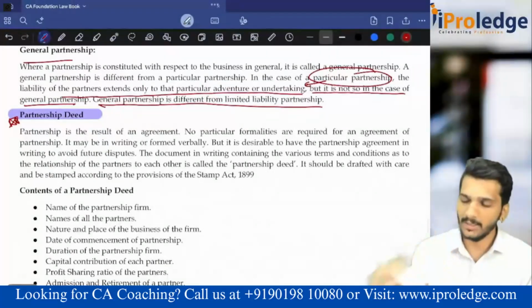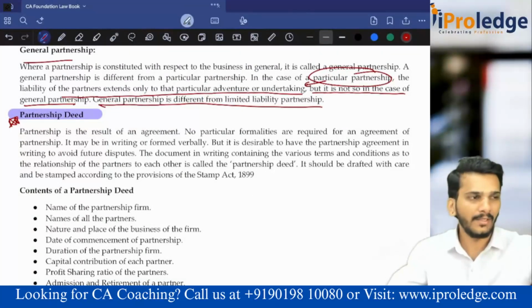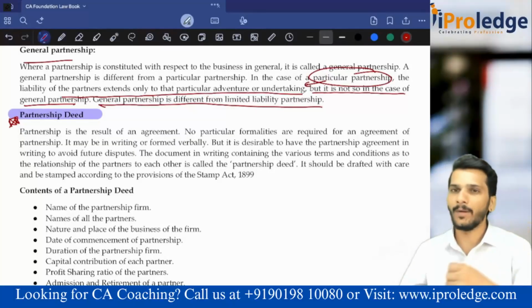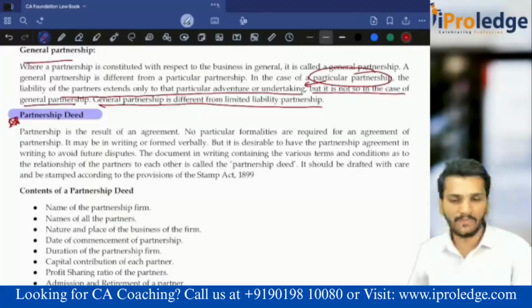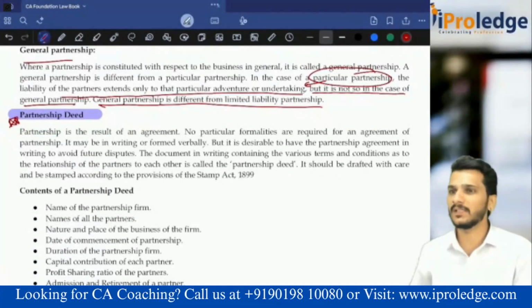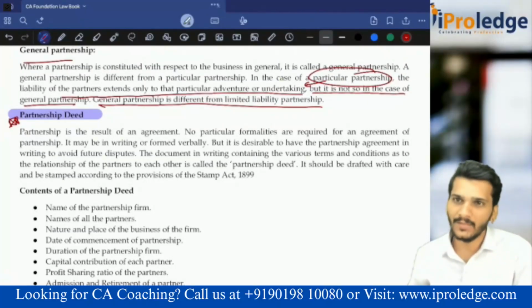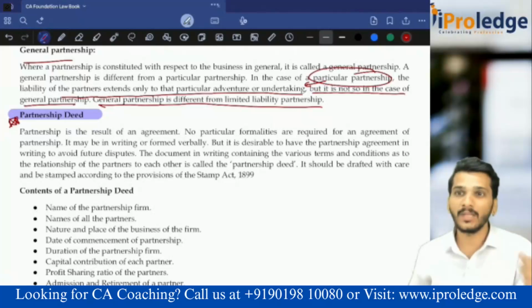What is partnership deed? It is a formal agreement between the partners which decides the rights and obligations of the partners, which decides the property of the partnership, which decides the sharing of the profits, which decides the contribution of the capital, and how much interest and how much profit. Everything is decided by this agreement only.